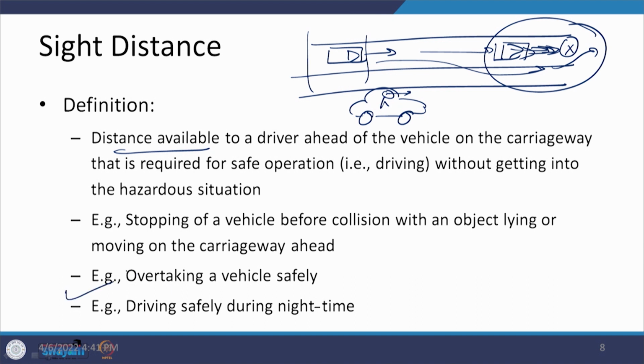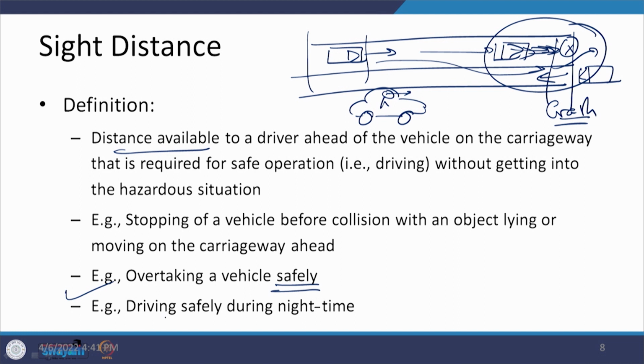There is overtaking a vehicle safely. Safely means that a vehicle is going to come from the other direction in a lane, and if this vehicle has not gone back in its own lane, then there is a possibility that an accident or a crash can take place at this location. So, that is why we need to talk about safe movement.